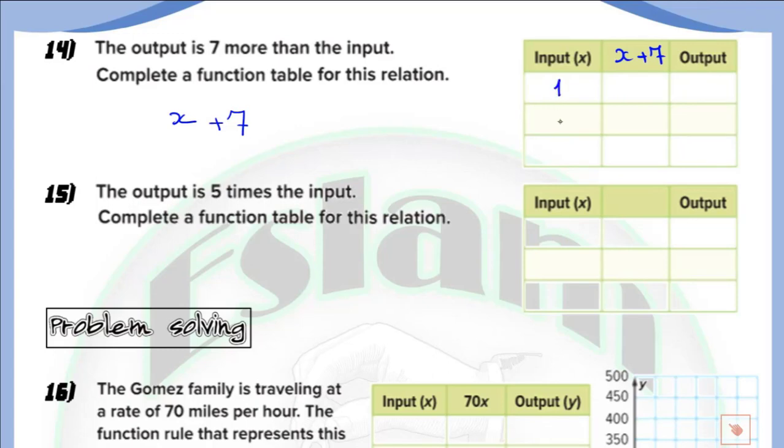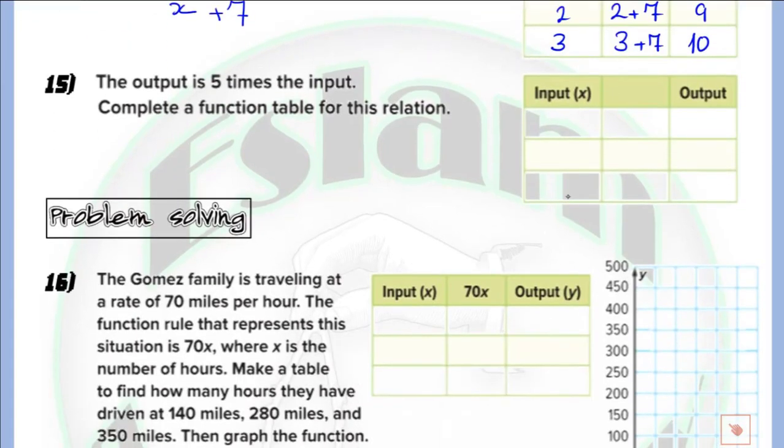Now we can say the input equals 1, 2 or 3. So by using the function rule, it will be 1 plus 7, the answer will be 8. And 2 plus 7, the answer will be 9. 3 plus 7, the answer will be 10.